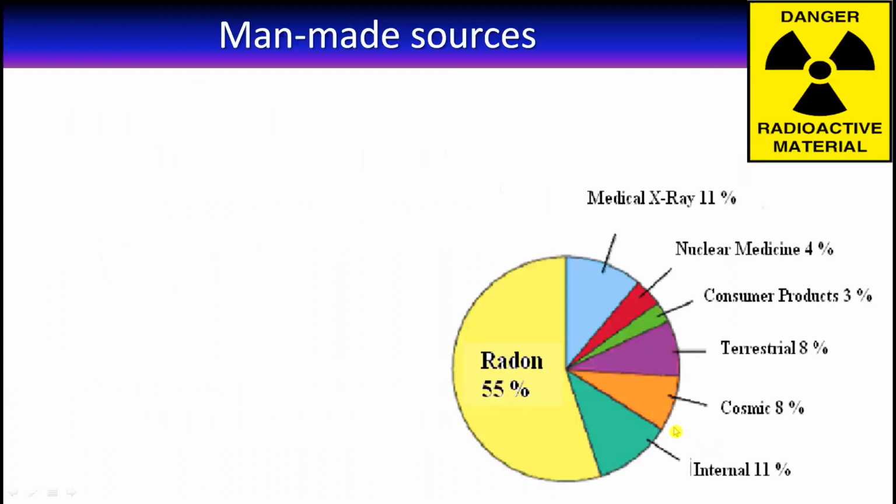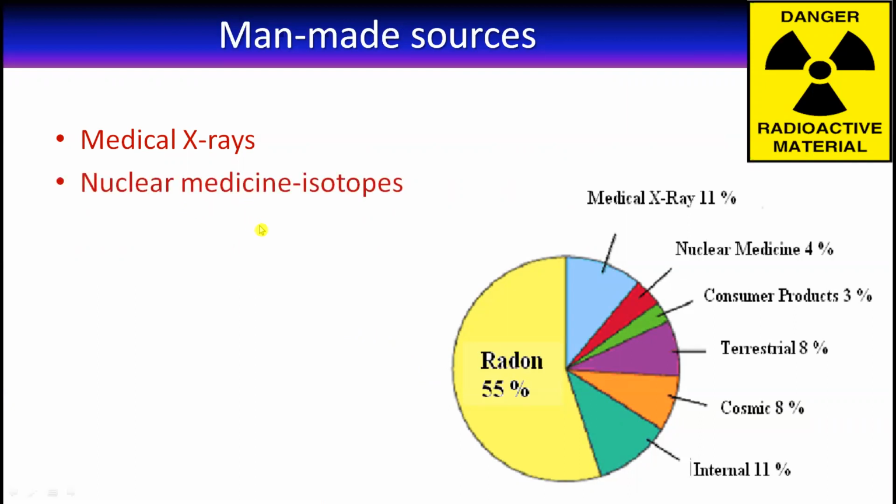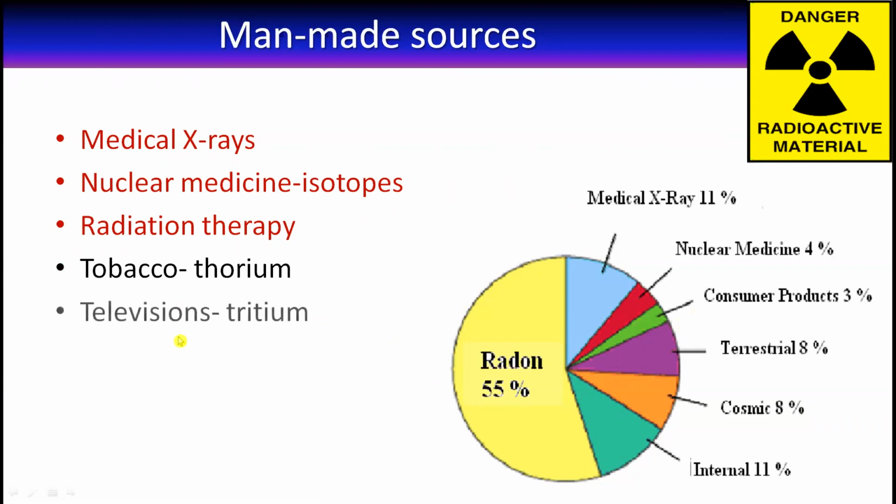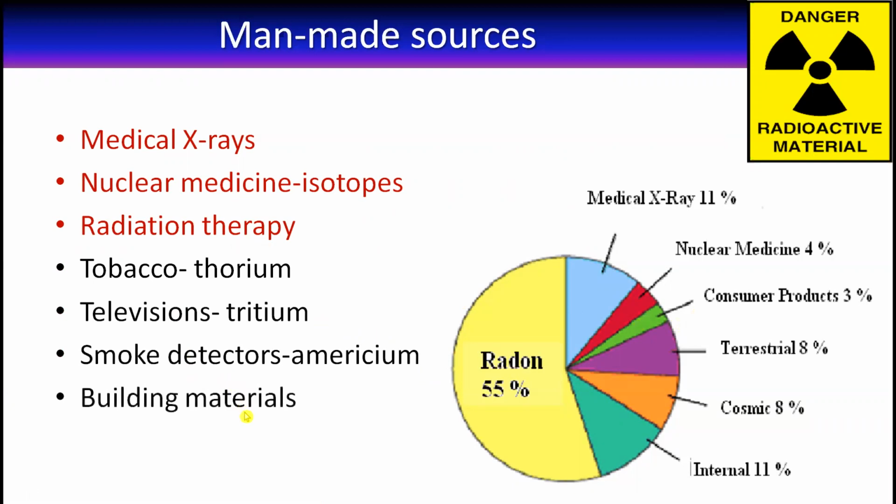Now coming to man-made sources. The most significant source of man-made radiation exposure to the public is from medical procedures such as diagnostic X-rays, nuclear medicine, and radiation therapy. In addition, we are exposed to radiation from consumer products such as tobacco, television, smoke detectors, and building materials.